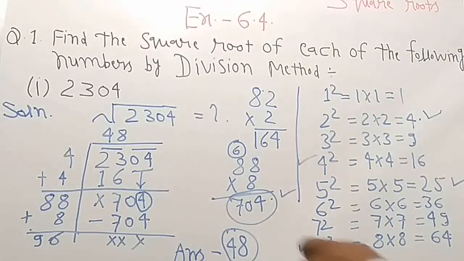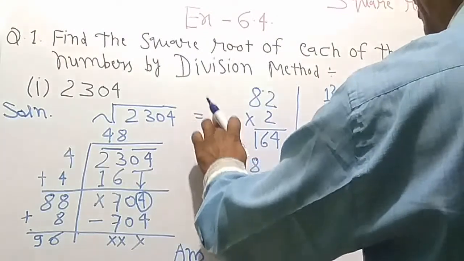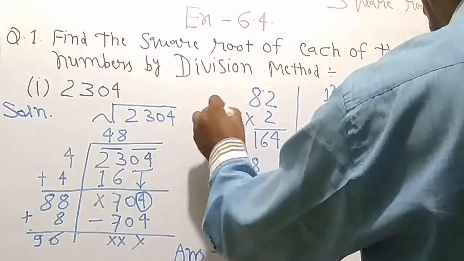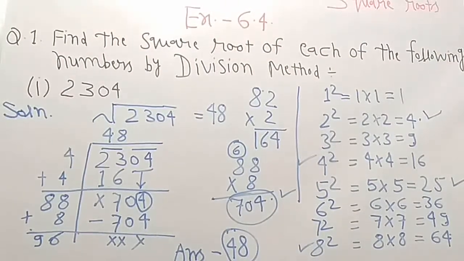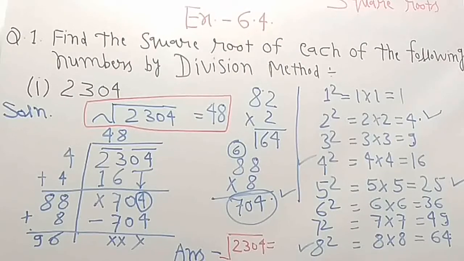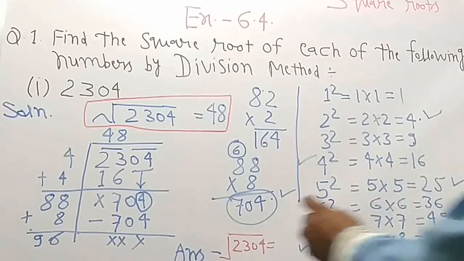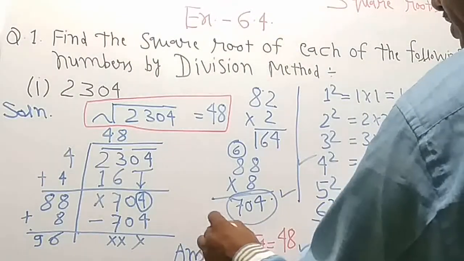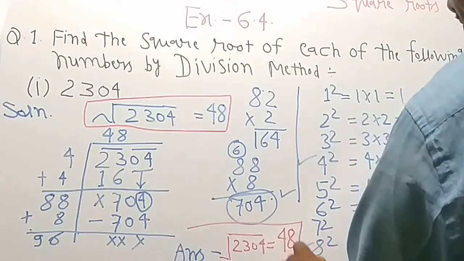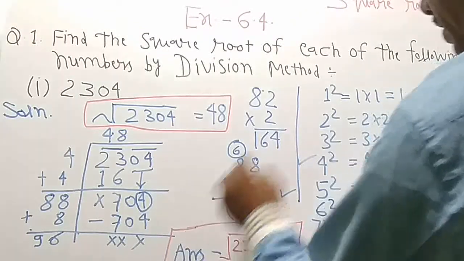The square root of 2304 is what? That is 48. This is our final answer.